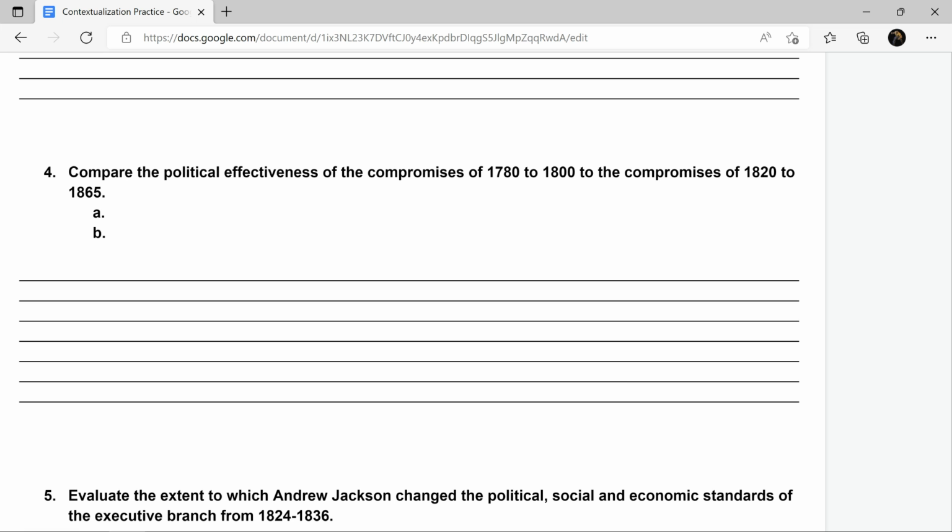All right, so you're doing number 3, and then you pick between 4 and 5, okay, y'all?